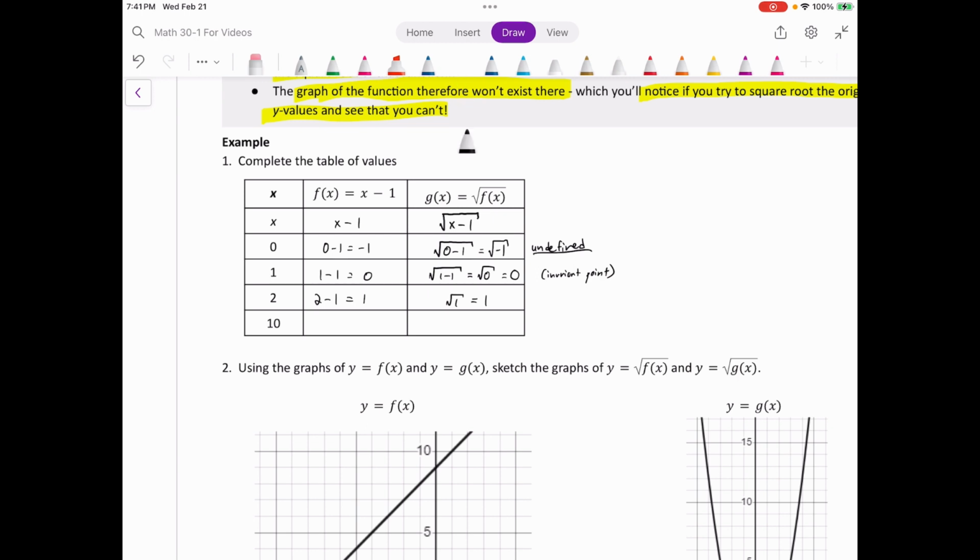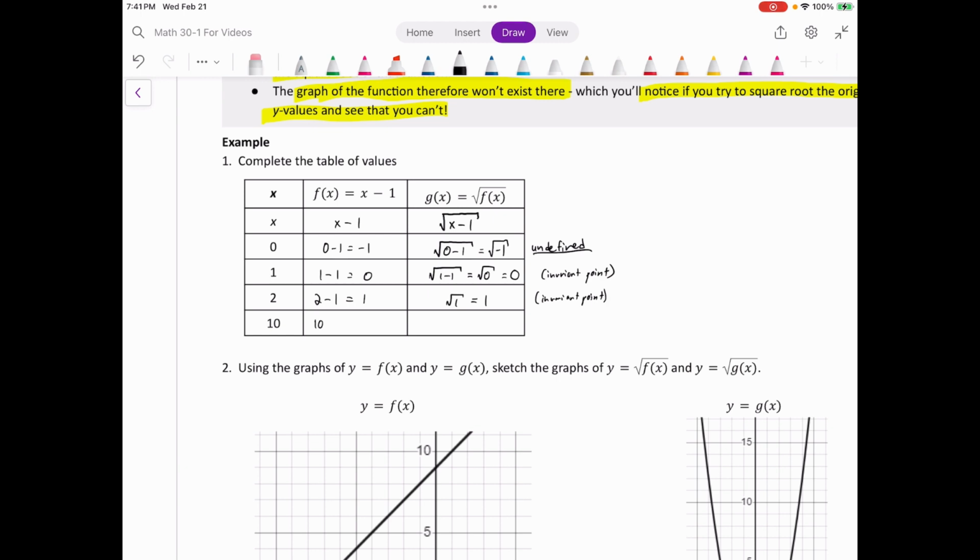Notice you get the same thing if you take the square root of the whole equation first. We'd have square root of 2 minus 1 when x is 2, which is square root of 1, which is 1. Hey, another invariant point. It would still be at, right? That point would still be at 2, 1, just like this one was. 2, 1, 2, 1. What about when x is 10?